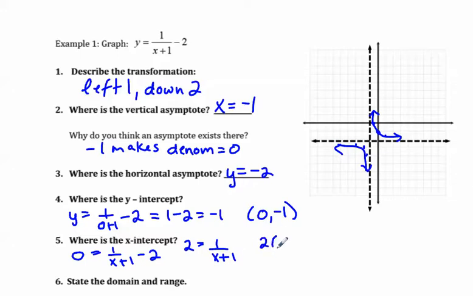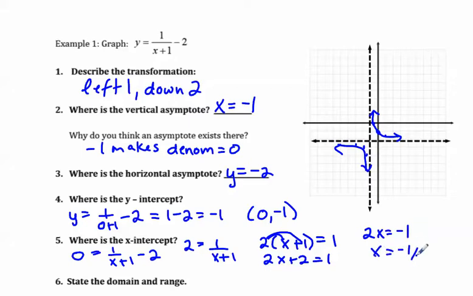So on the left, I'll have 2 times x plus 1. On the right, the x plus 1's canceled, and I have just 1. So I'll distribute, and I get 2x plus 2 equals 1. And now I'm solving just a linear equation. 2x equals -1, and x equals -1/2.